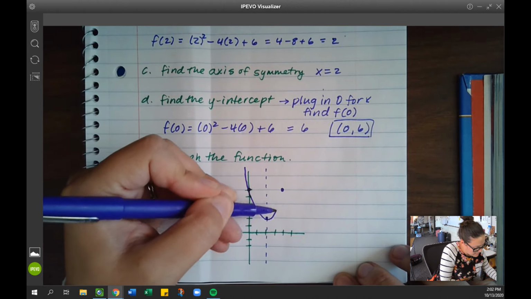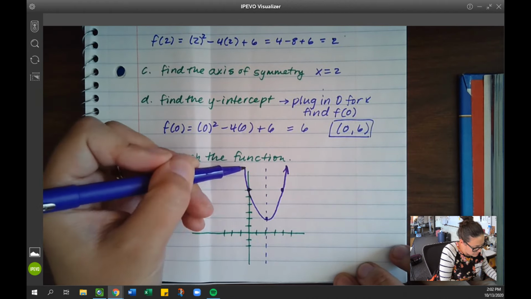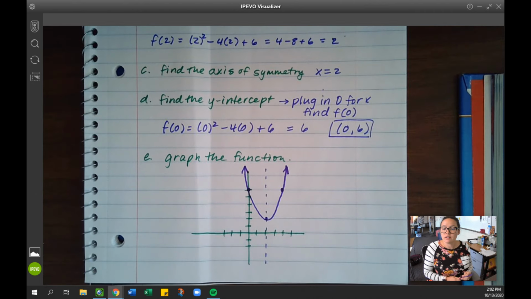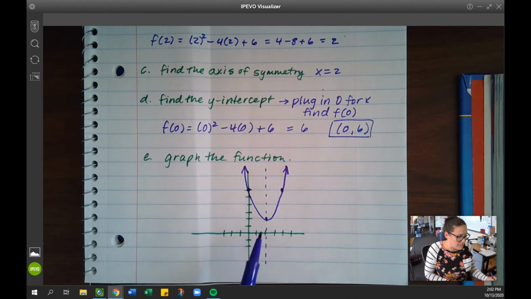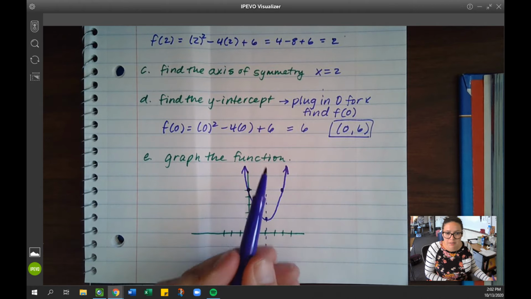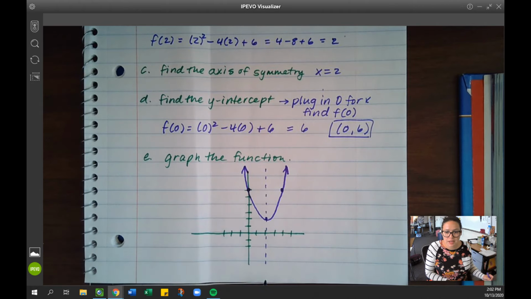So that is all I need to get a really good sketch of my parabola. And it does indeed open up. So we can see the vertex, we can see the y-intercept, we can see the axis of symmetry, and you can see in this case that this is a parabola that has no x-intercepts. It does not cross the x-axis at all because its lowest point is at 2, 2.